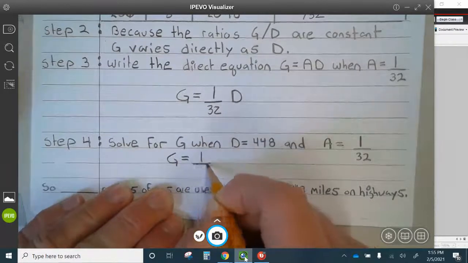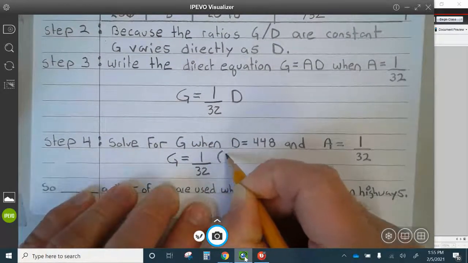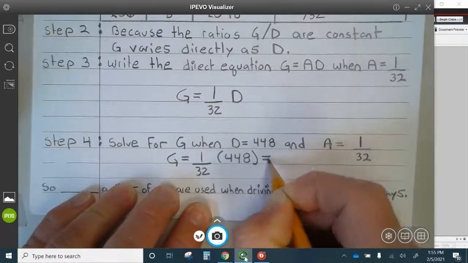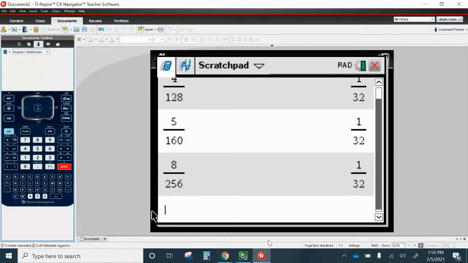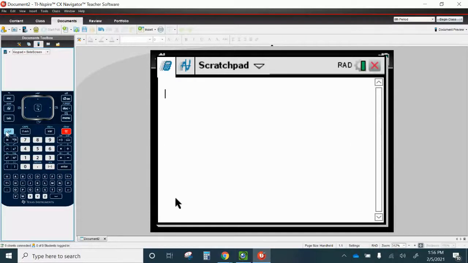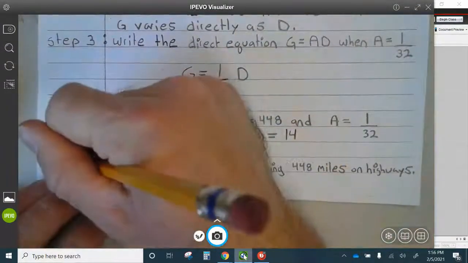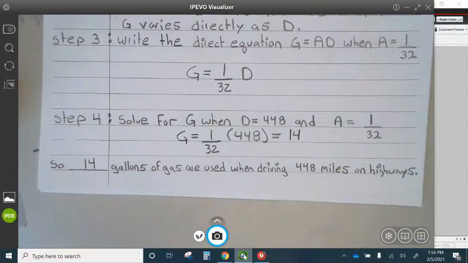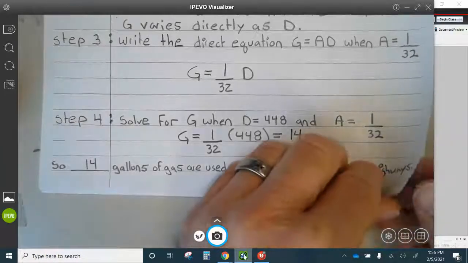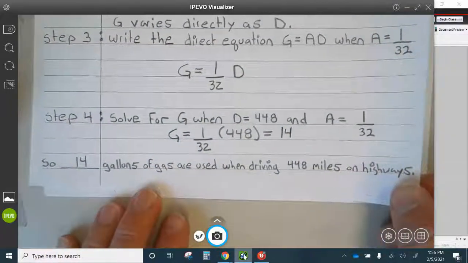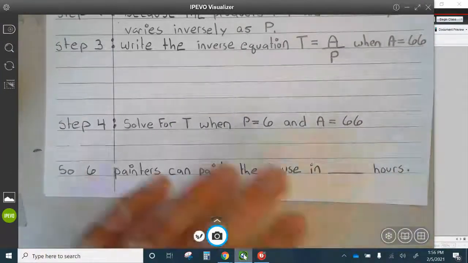So G equals 1 divided by 32 times 448. Okay, so let's do that using our Inspire. So I can actually press Control Divide, and I'll get the fraction. 1 divided by 32 times 448 is 14. Okay, so G equals 14. So 14 gallons of gas are used when driving 448 miles on highways. All right, go ahead and finish up that question. All right, let's take a look at the next question.